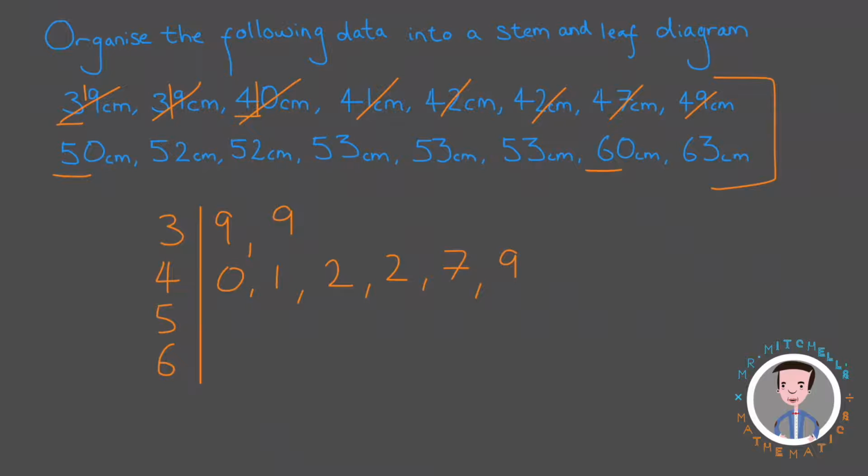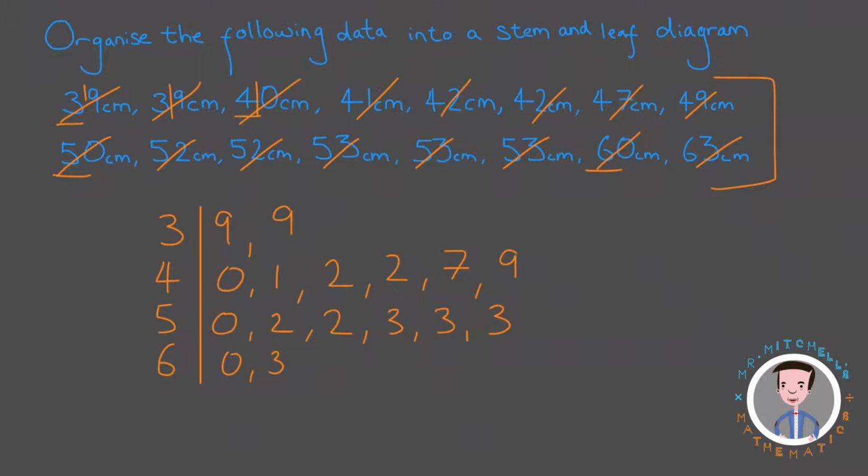I'm now going to do all of the 50s. So I have 50, 52, another 52, 53, 53, 53, and no more 50s. So I've entered all of the numbers in my raw data into the stem and leaf diagram, except two numbers left. Those are 60 and 63.